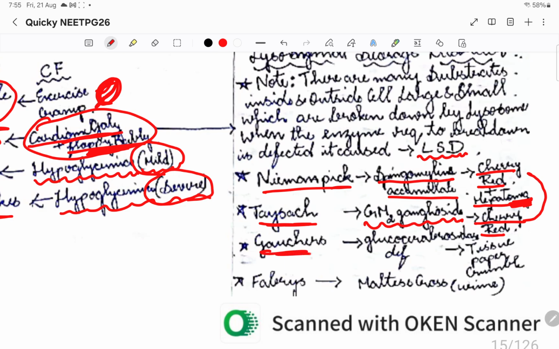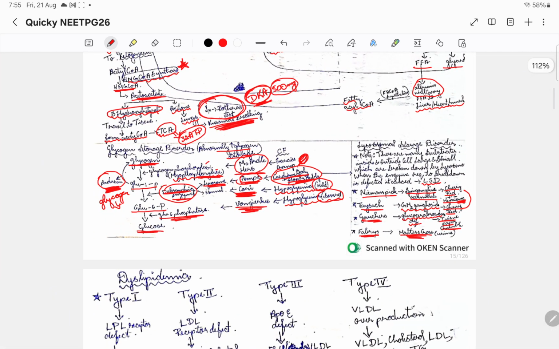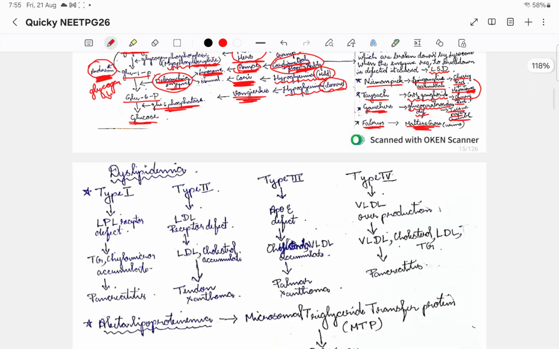Then Gaucher's disease, which you would have solved in all your question banks. Tissue paper crumbled appearance. The major deficiency is glucocerebrosidase deficiency. This is not the storage form, this is the deficiency of the enzyme. Then when it comes to Fabry's disease, we will see Maltese cross in the urine. That is everything that you need to know about lysosomal storage disorders.